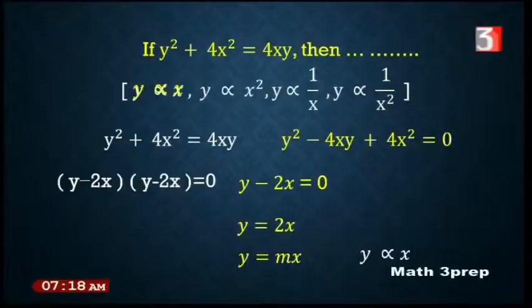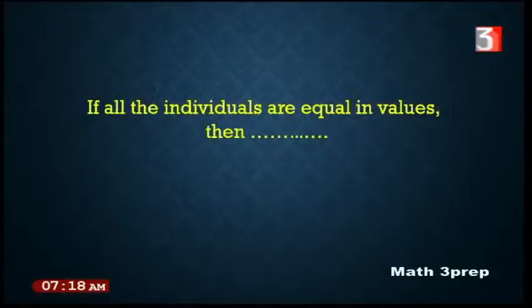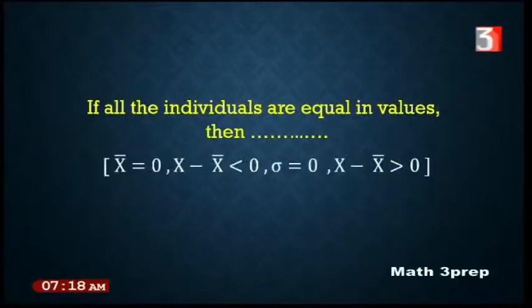Another example. If all the individuals are equal in values, then what? Is it x bar equals 0, or x minus x bar smaller than 0, or sigma equals 0, or x minus x bar greater than 0? As all the individuals are equal, the standard deviation sigma equals 0, which is the third choice.